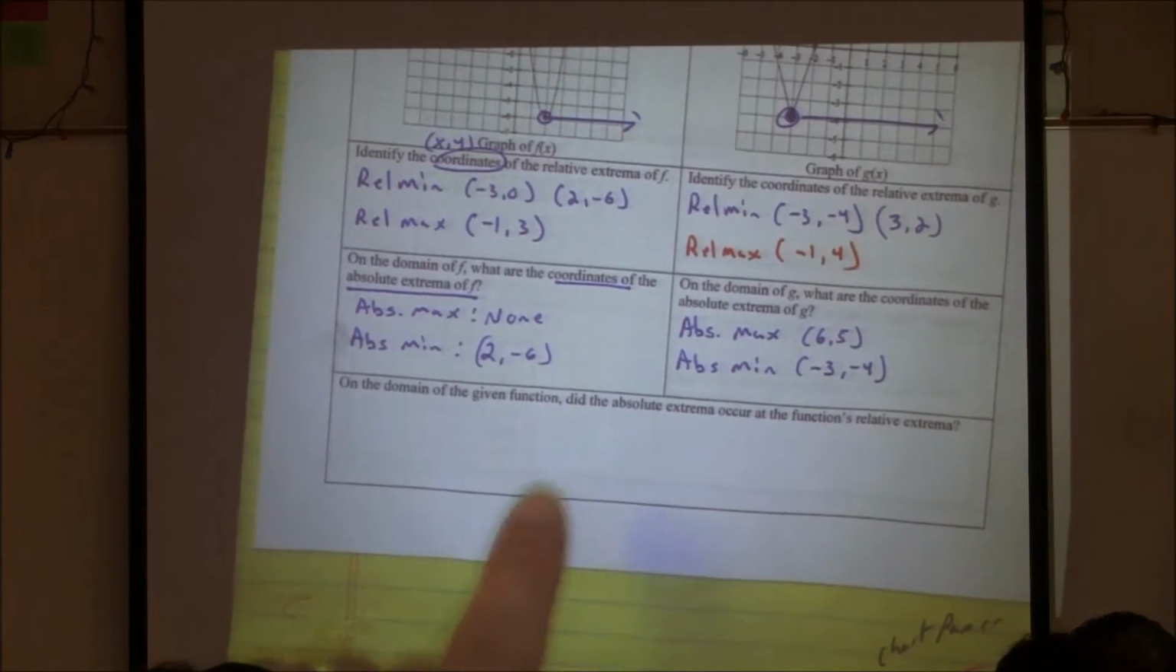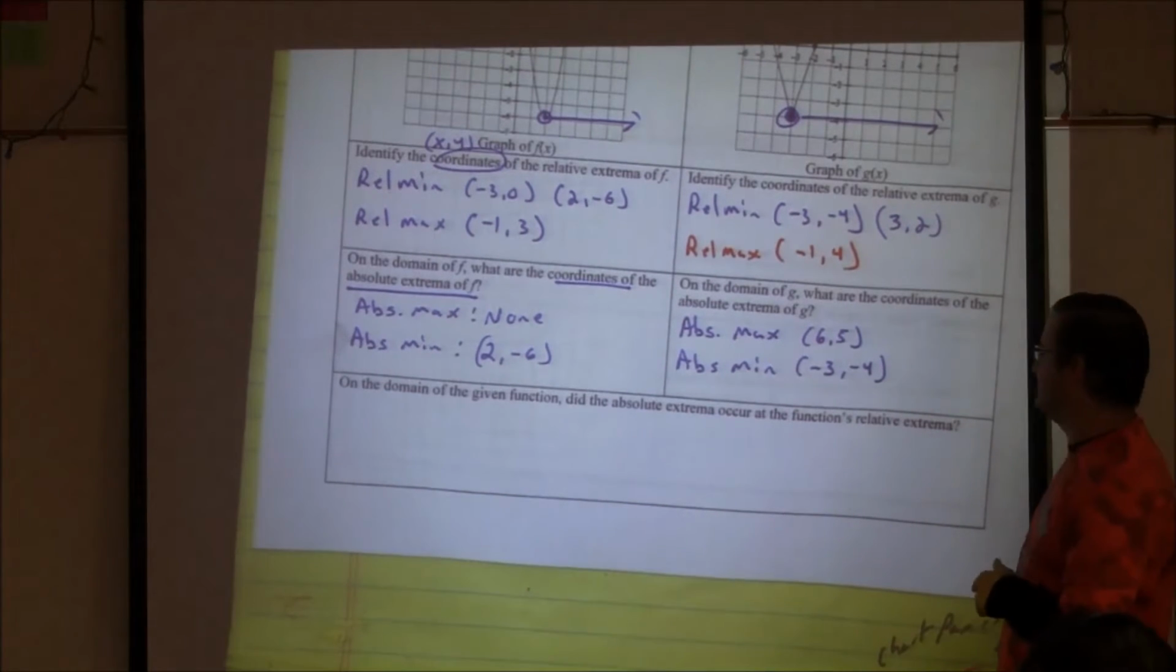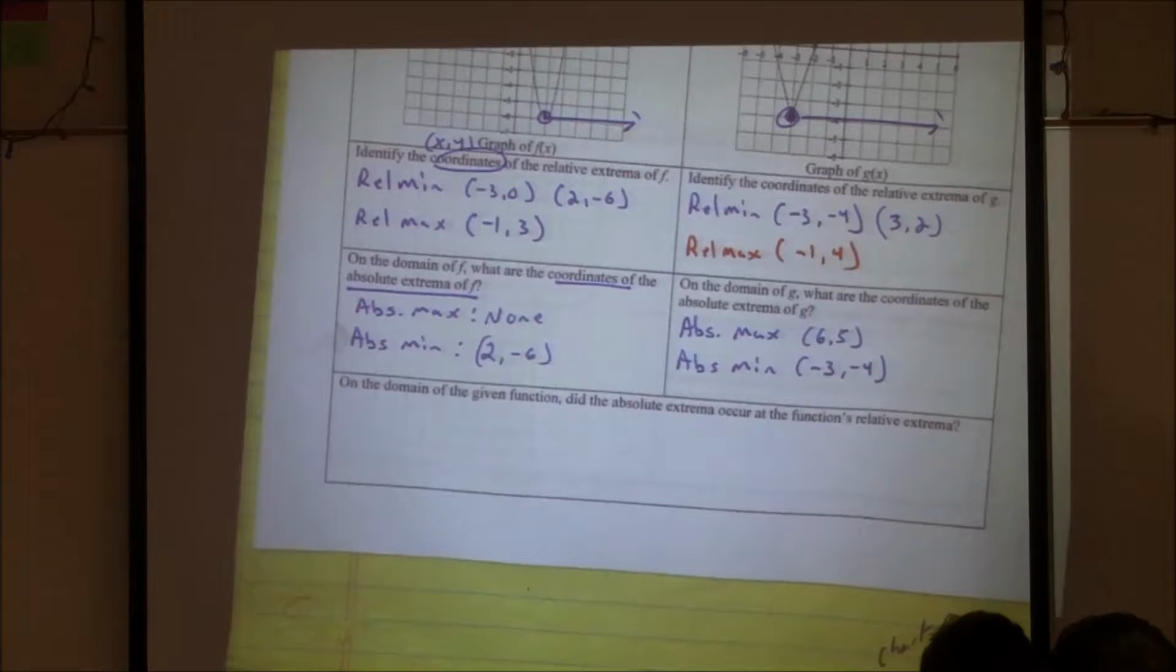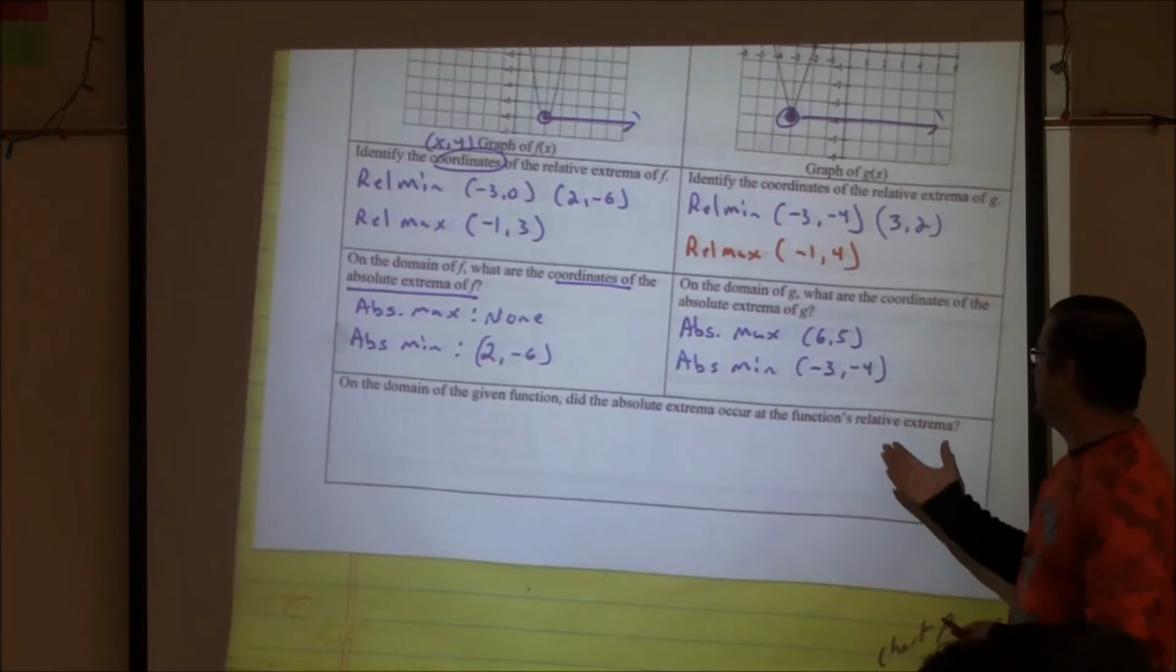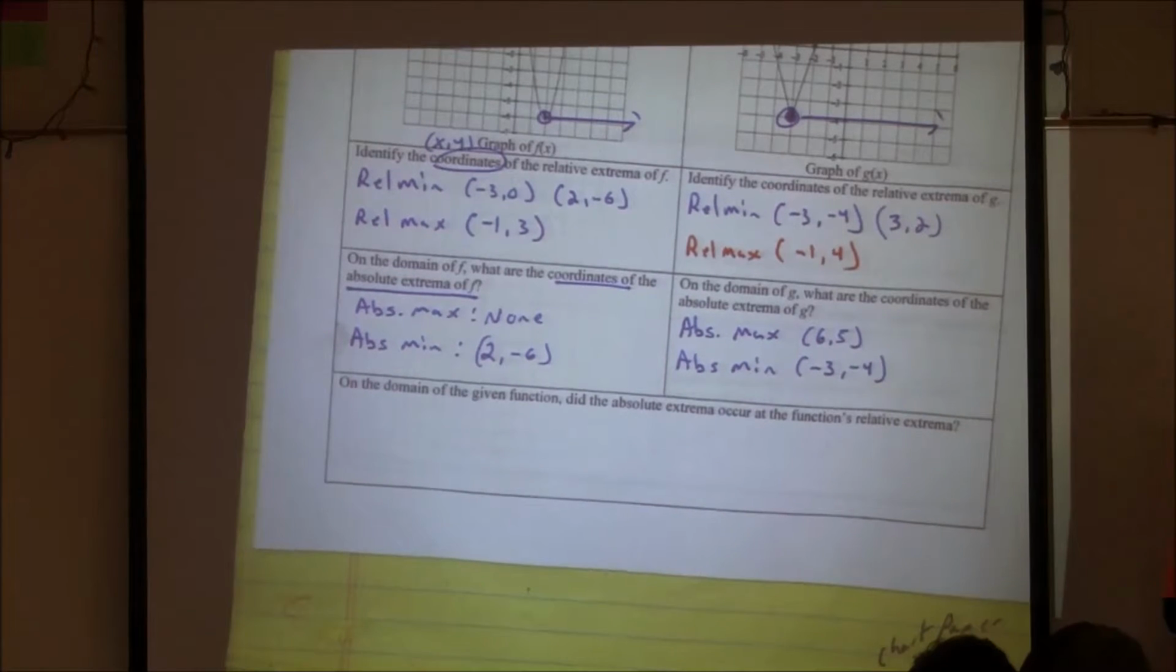Awesome. Okay, so on the domain of the given function, we already answered this, but let's write it, make it formal. Did the absolute extrema occur at the function's relative extrema? Did I ever get absolute maxes or mins at the same place where I had relative max or mins? Yes. Okay. But what's something to remember? Not all. It doesn't have to be, right?